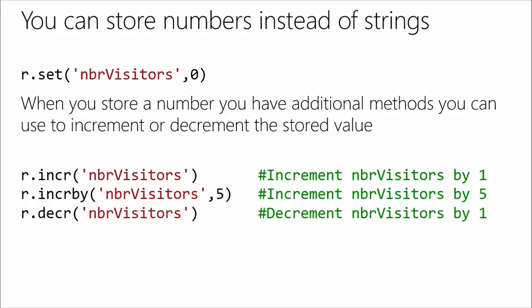However, for whatever reason, there's no decrement by. Don't know why, it's just one of those odd little things. So there is a decrement function, there's an increment function, there's an increment by, but there's no decrement by yet. Maybe somebody will add it in the next version.